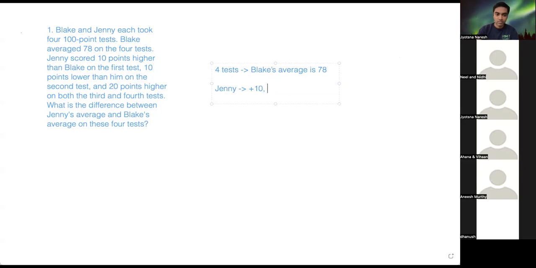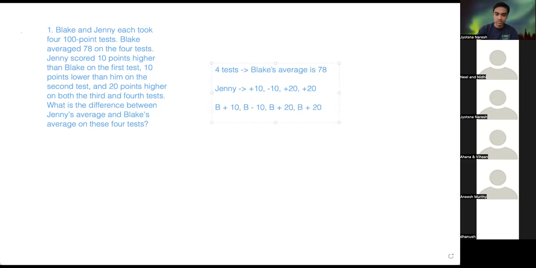And then on the second test, 10 points lower. And in the third and fourth test, 20 points higher. So basically, I put all of those numbers into an equation. Since we didn't know the amount that Blake got on that exact test, I just subbed in a variable for that. So I put B plus 10 plus B minus 10 plus B plus 20 plus B plus 20.